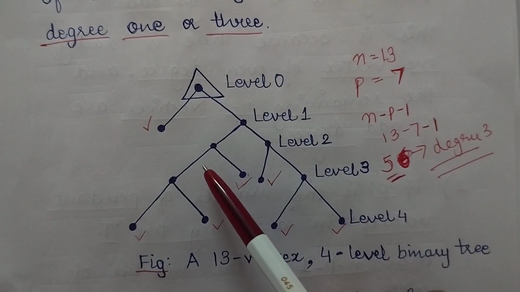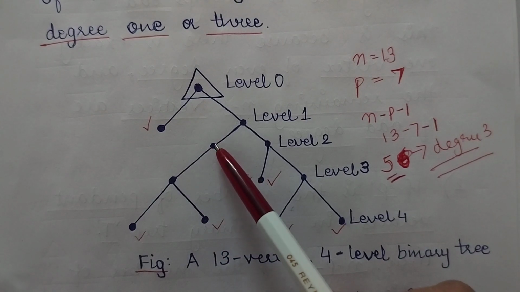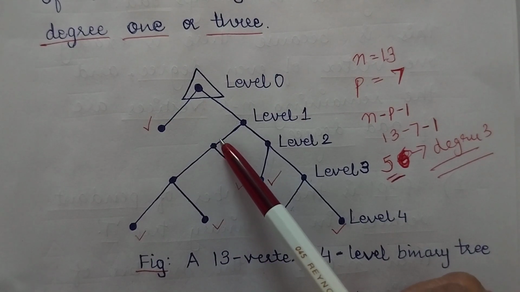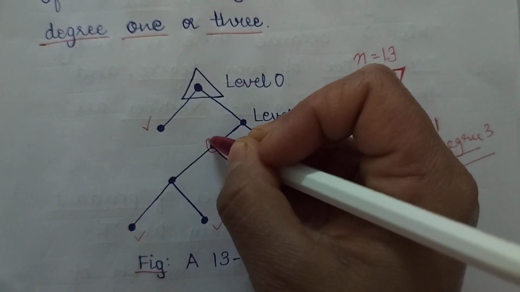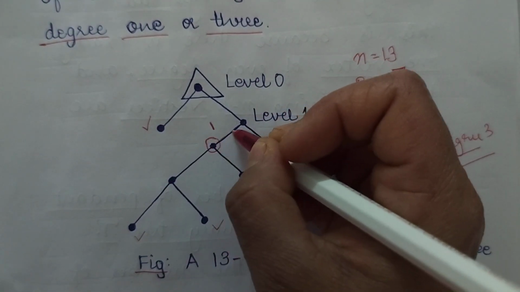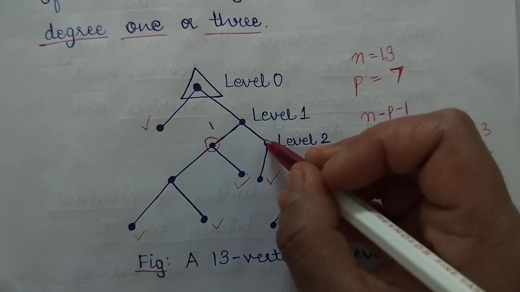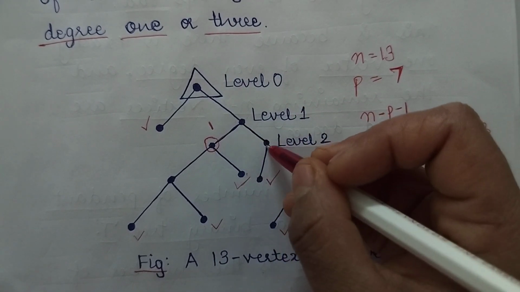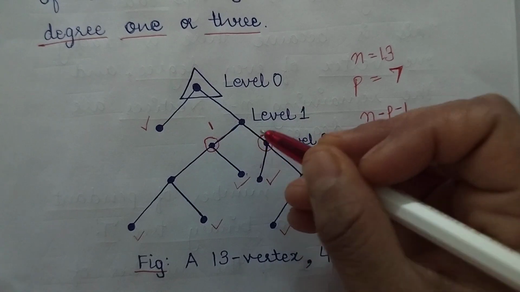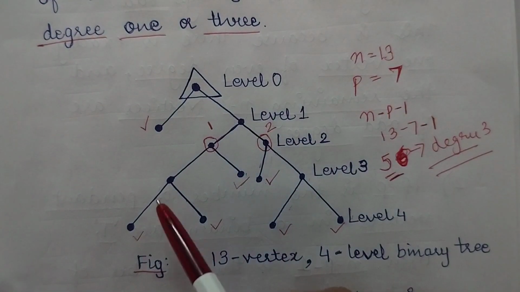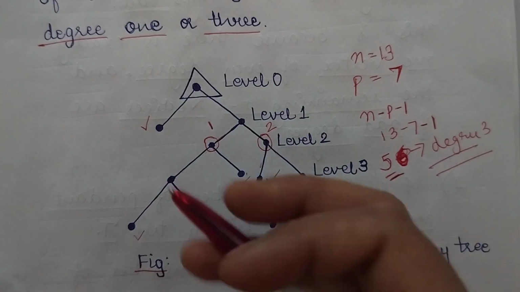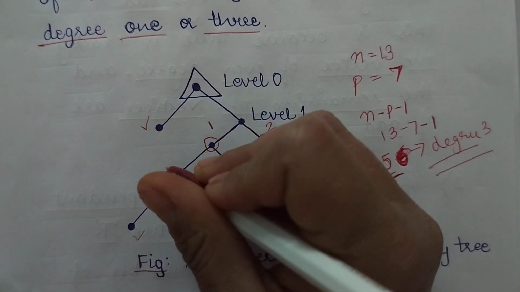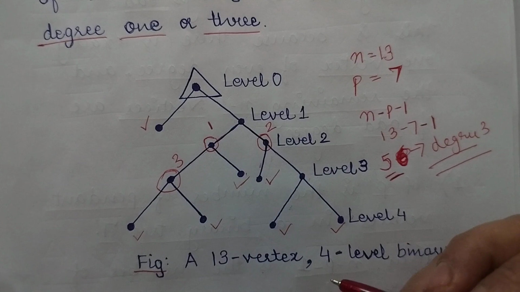Now the vertices with degree 3, let's start. This is a vertex with degree 3: 1, 2, 3. So I will highlight this vertex. This is the first vertex with degree 3. Then this is the second vertex with degree 3: 1, 2 and 3. So I highlight this vertex also. Then this is the third vertex with degree 3: 1, 2 and 3.